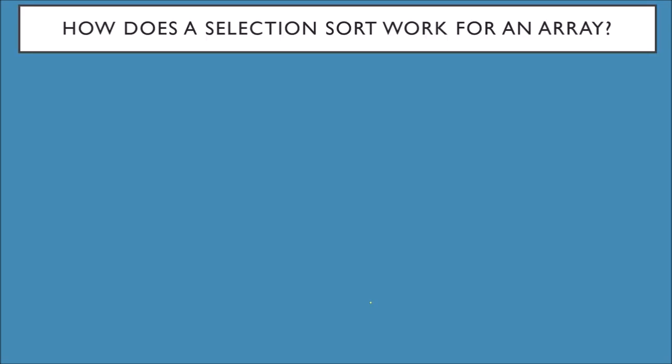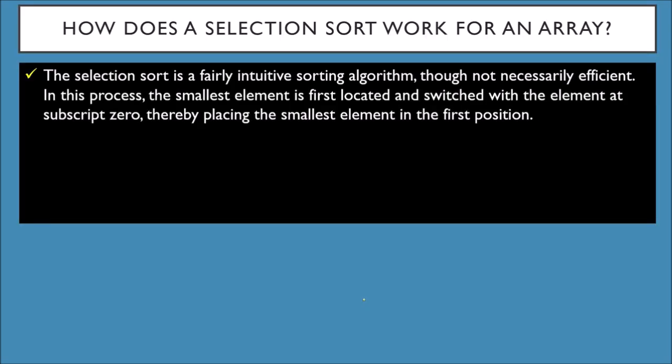How does a selection sort work for an array? So the selection sort is also a sorting mechanism. The selection sort is a fairly intuitive sorting algorithm, though not necessarily efficient. That means it is not totally efficient, but it is intuitive and easy to implement. In this process, the smallest element is first located and switched with the element at subscript 0, thereby placing the smallest element in the first position.